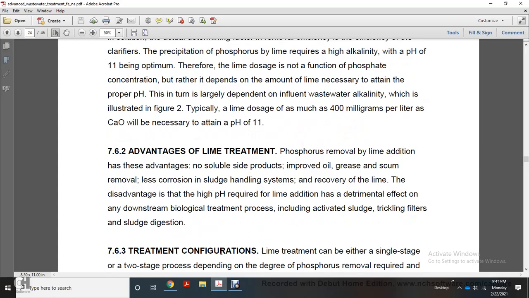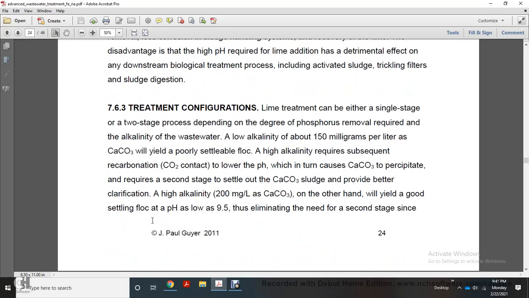The advantages of lime treatment include phosphorus removal, no soluble side products, improved removal of oil, grease, and scum, less corrosion in the sludge handling system, and recovery of the lime. The disadvantage is the high pH required for lime addition, which has a detrimental effect on downstream biological treatment processes, including activated sludge, trickling filters, and sludge digestion.